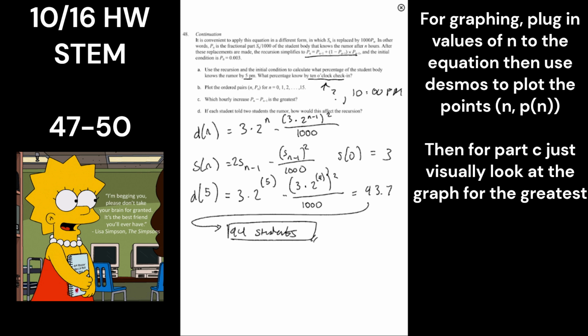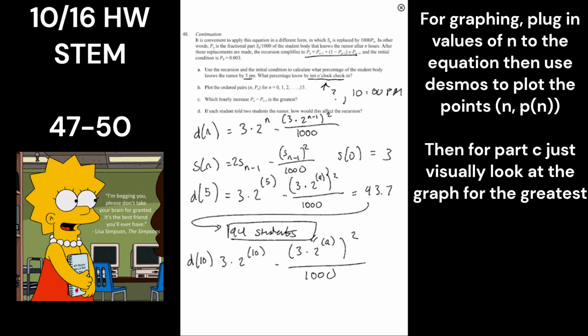Okay, now it's asking for 10. So with 10 hours, it's going to be 3 times 2 to the 10 minus, again, we're going to do this, 3 times 2 to the 9, because it's a minus 1, squared, over 1,000. And I'm pretty sure if this value matters, then this value would matter. So I'm just going to keep this in. Again, you should have the same equation on Desmos already put in. I'm just going to put it in real quick.